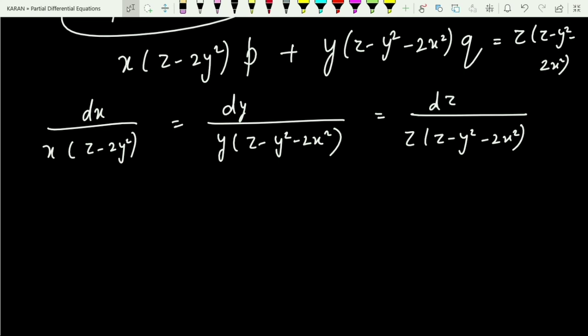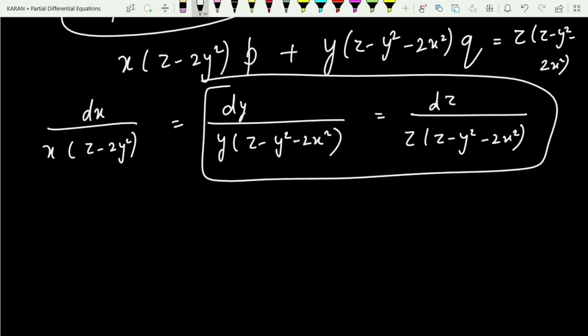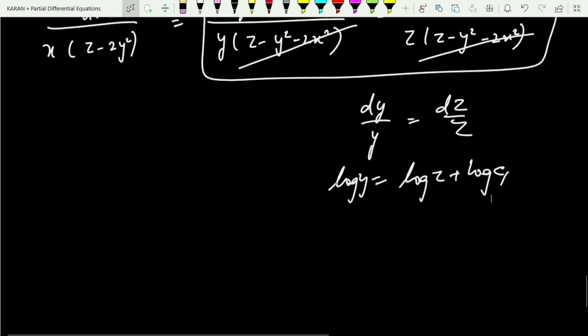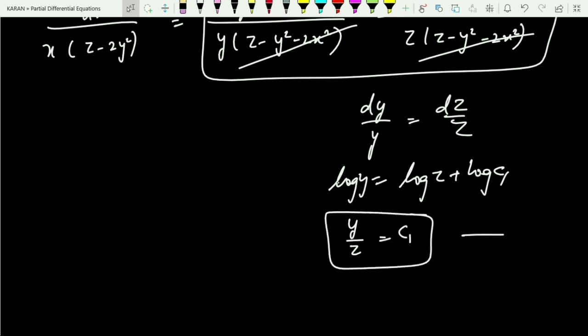So one thing is very much clear: if we take the last two fractions, just observe this thing very carefully, you can see that (z minus y square minus 2x square) will get cancelled out. So you are left with dy by y equals dz by z, and this is nothing but log y equals log z plus log of some constant c1. Apply the properties of log and get the final answer. So the final answer will be y upon z equals c1. Mark this as equation number 1.